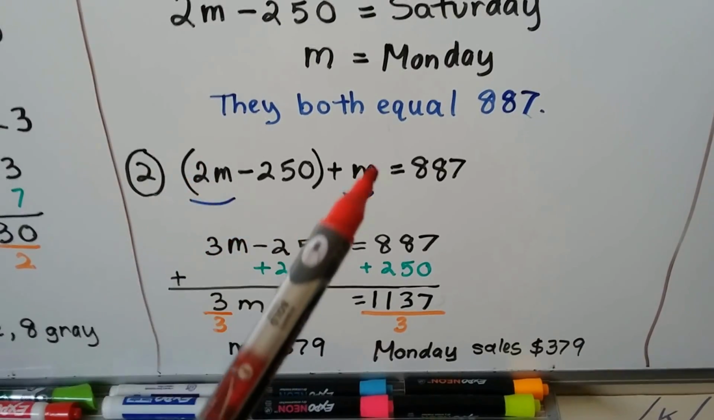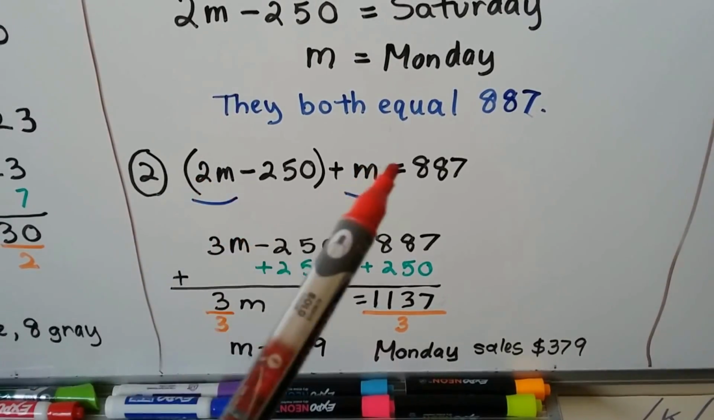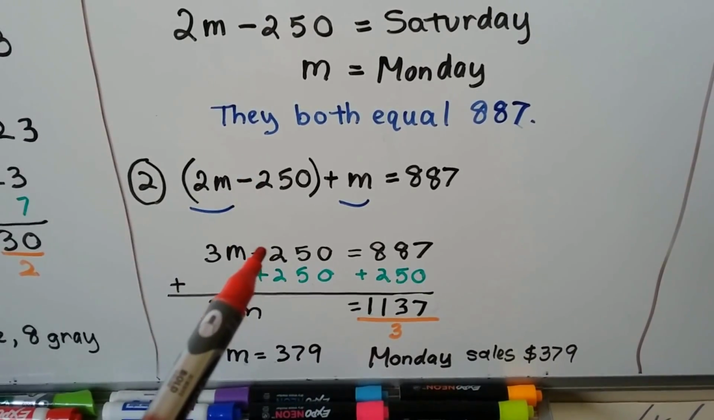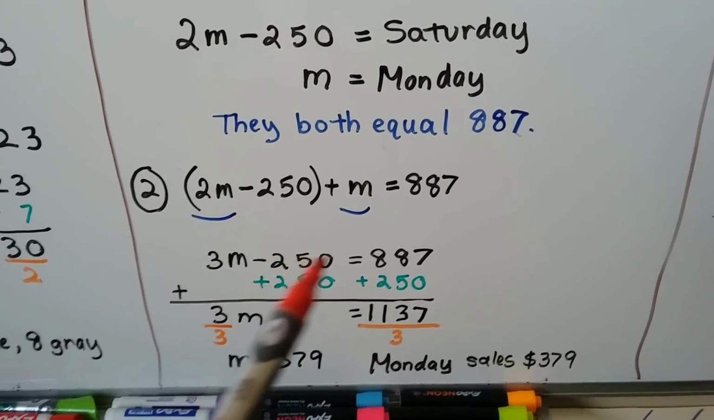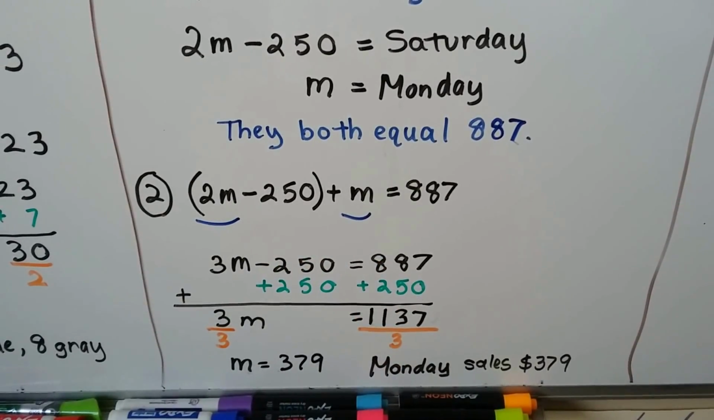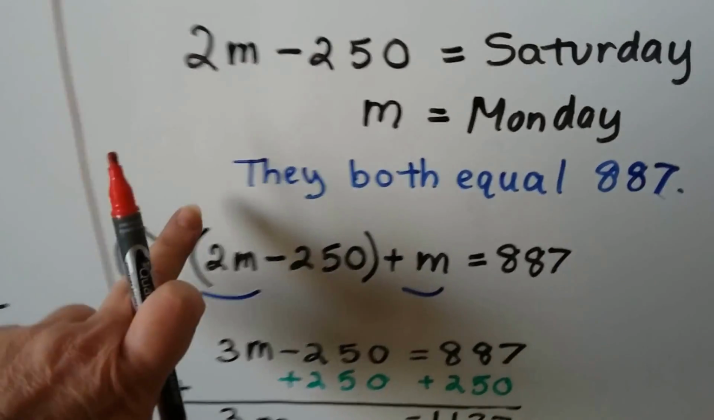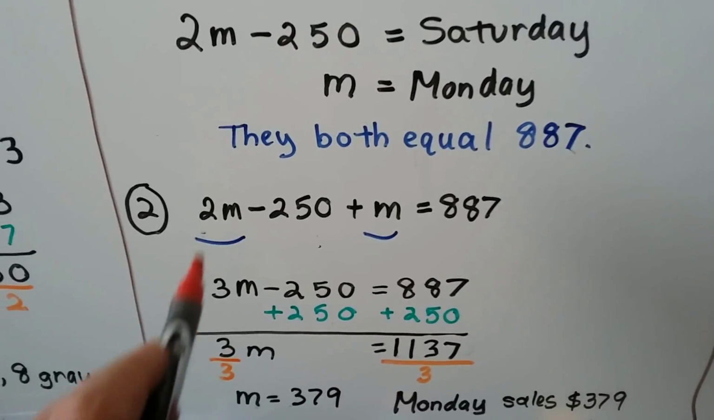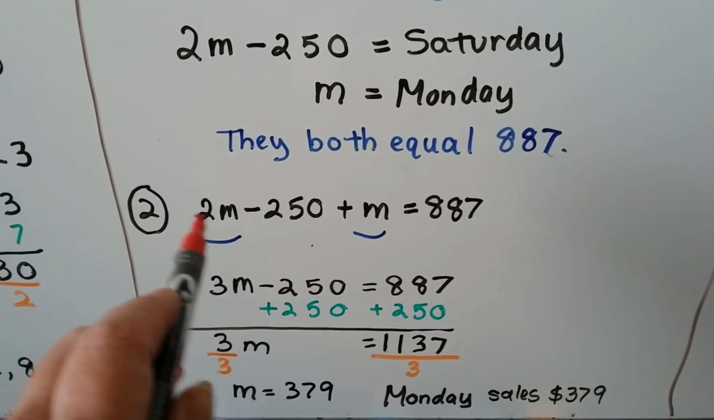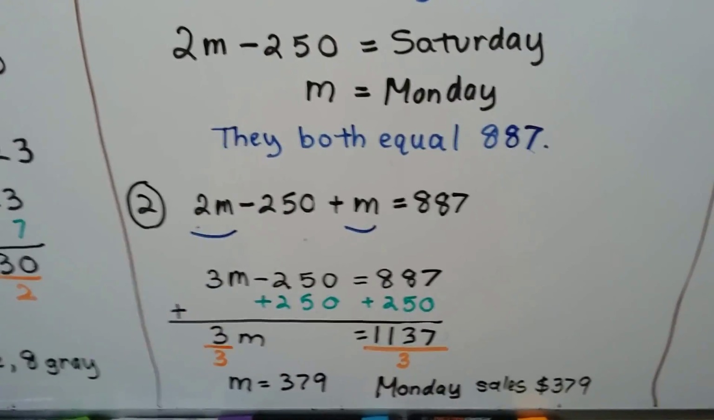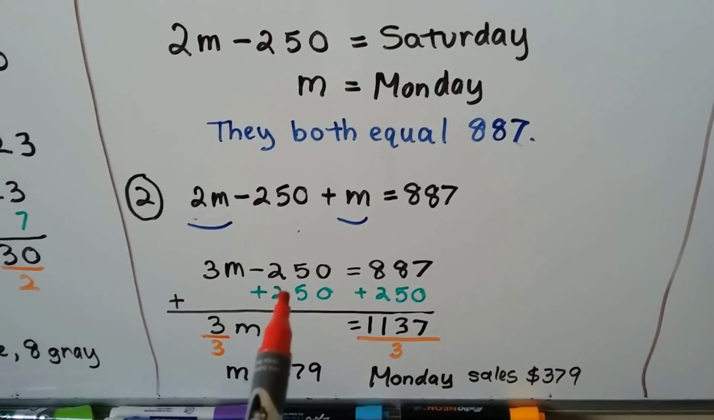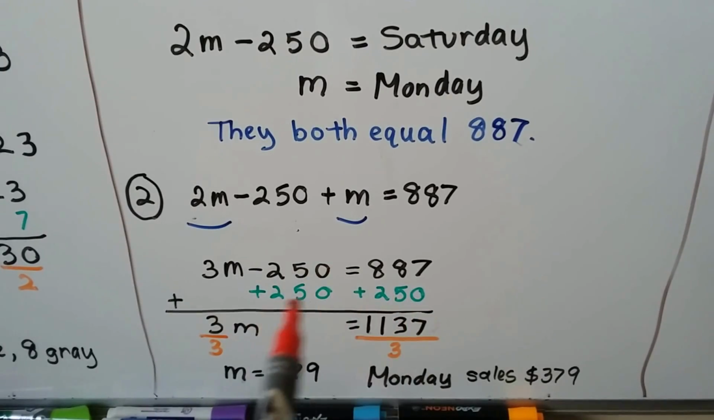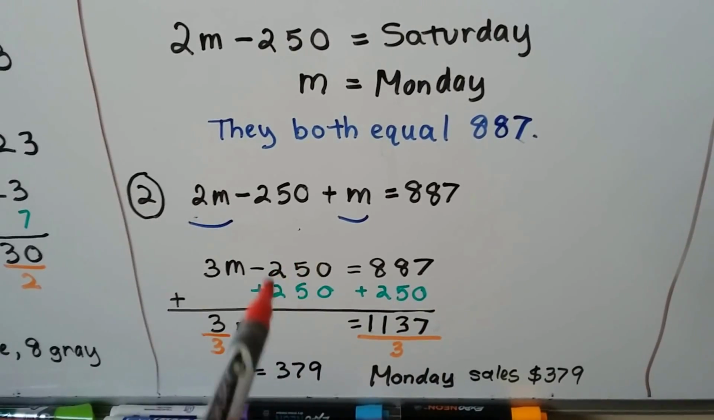Because we have a 2M here and an M here, we can combine them. They're like terms, and we can have a 3M. Now we're going to take away this 250, and this 3M minus 250 should equal 887. All right? So even if there's no parentheses here, you can still see that there's 3 M's, aren't there? And the 3 M's are going to take away a 250. So we can take this negative 250 right here and add 250 to both sides of the equation. That'll create a zero pair here.